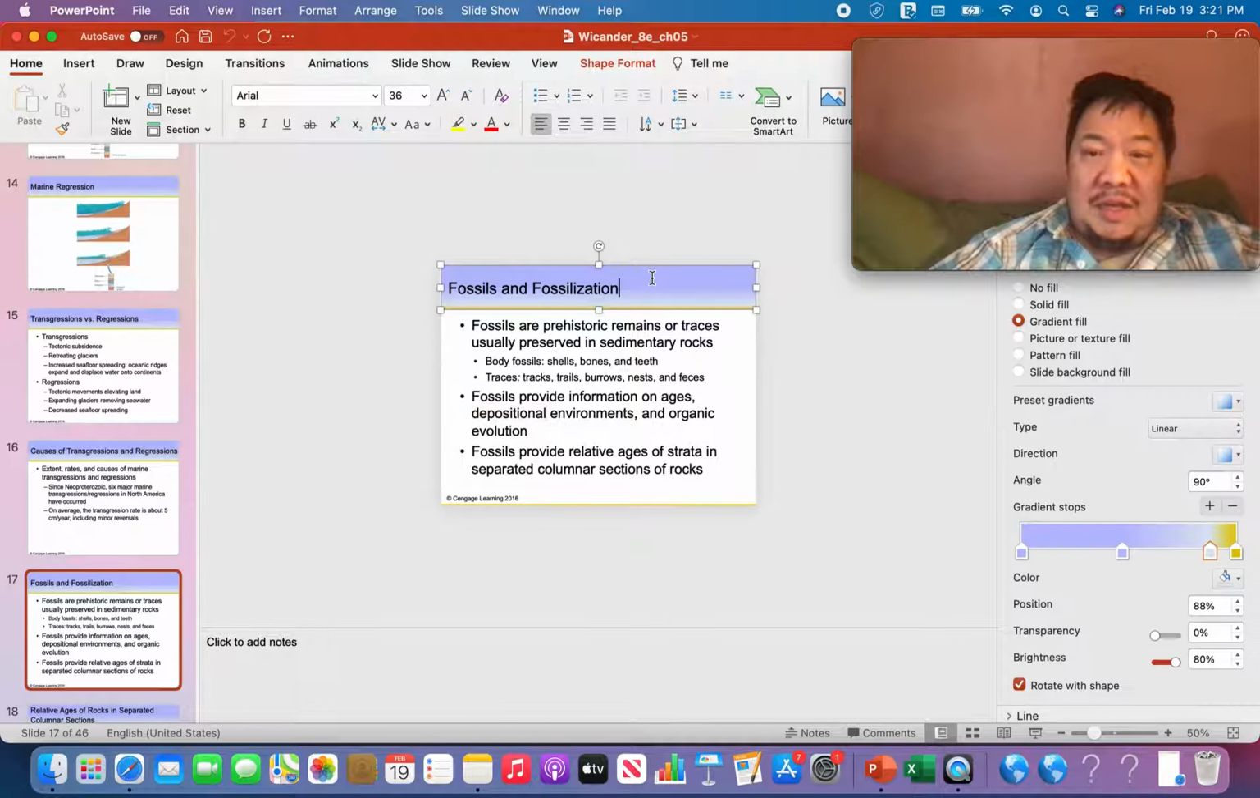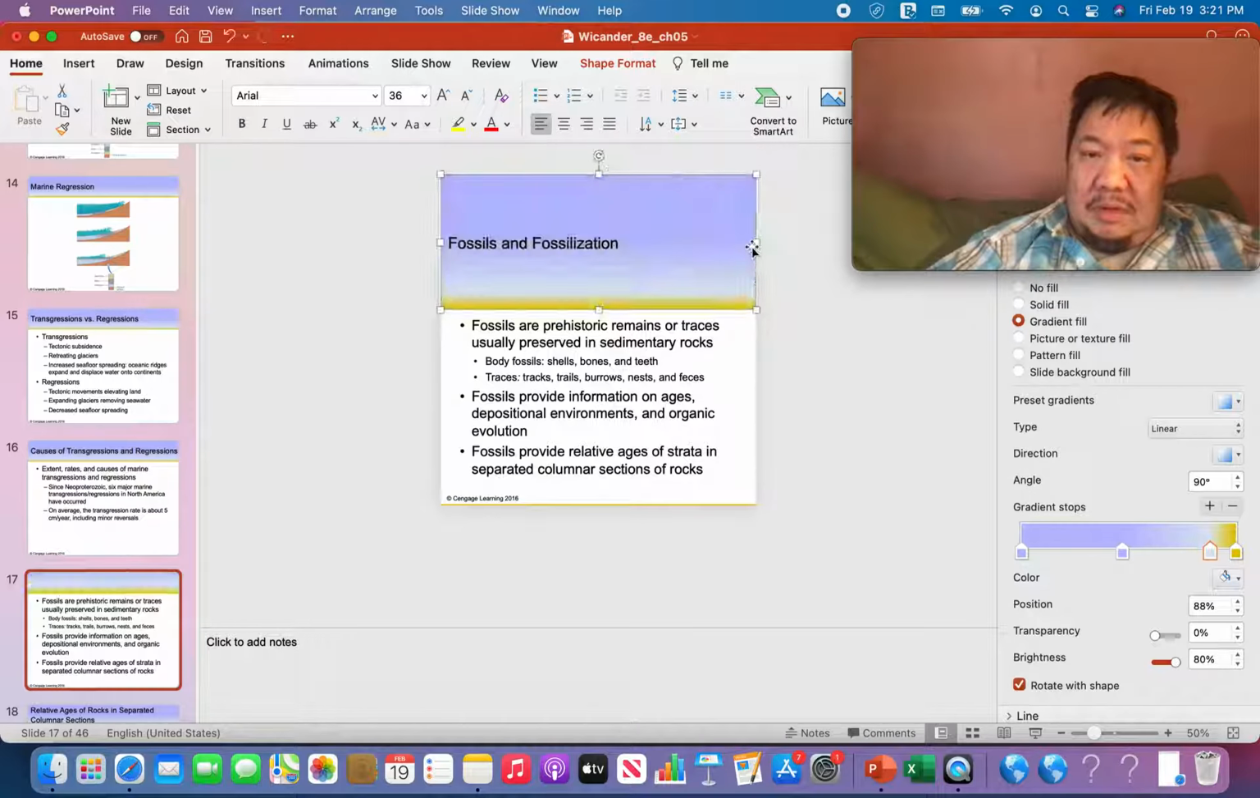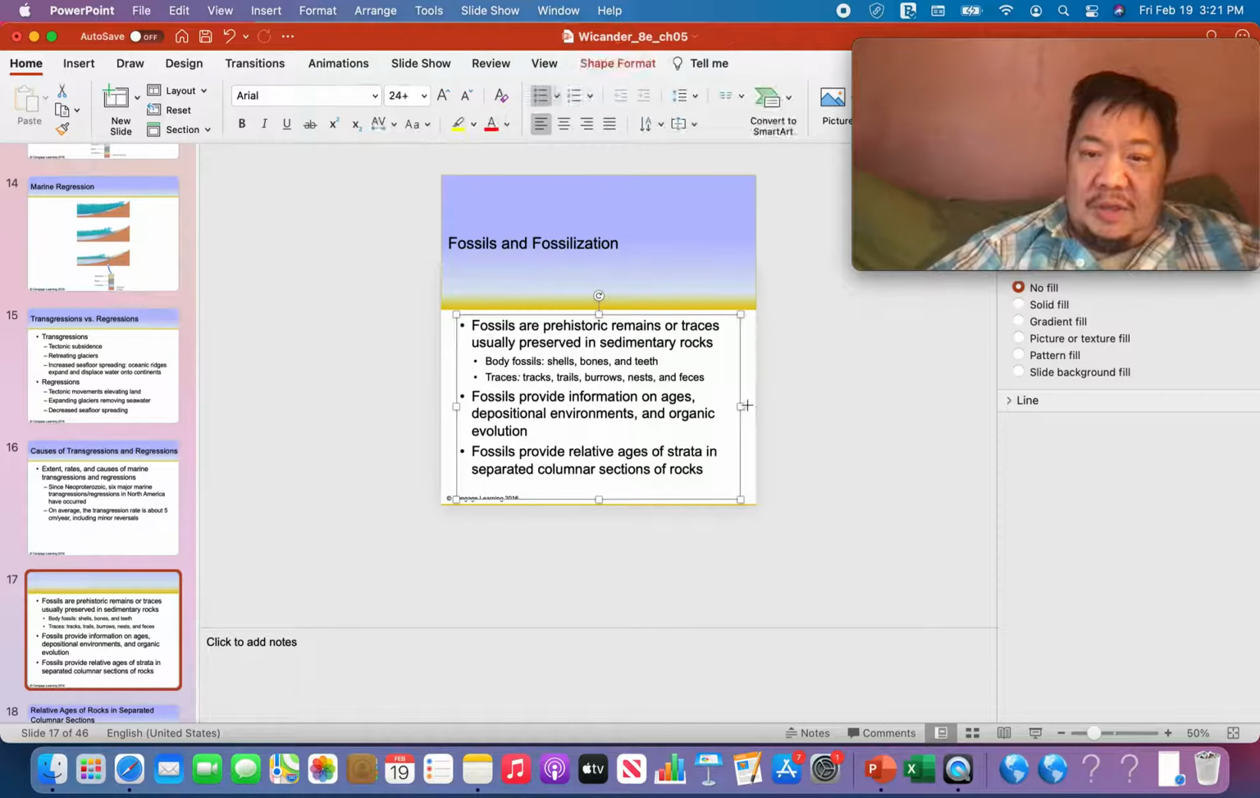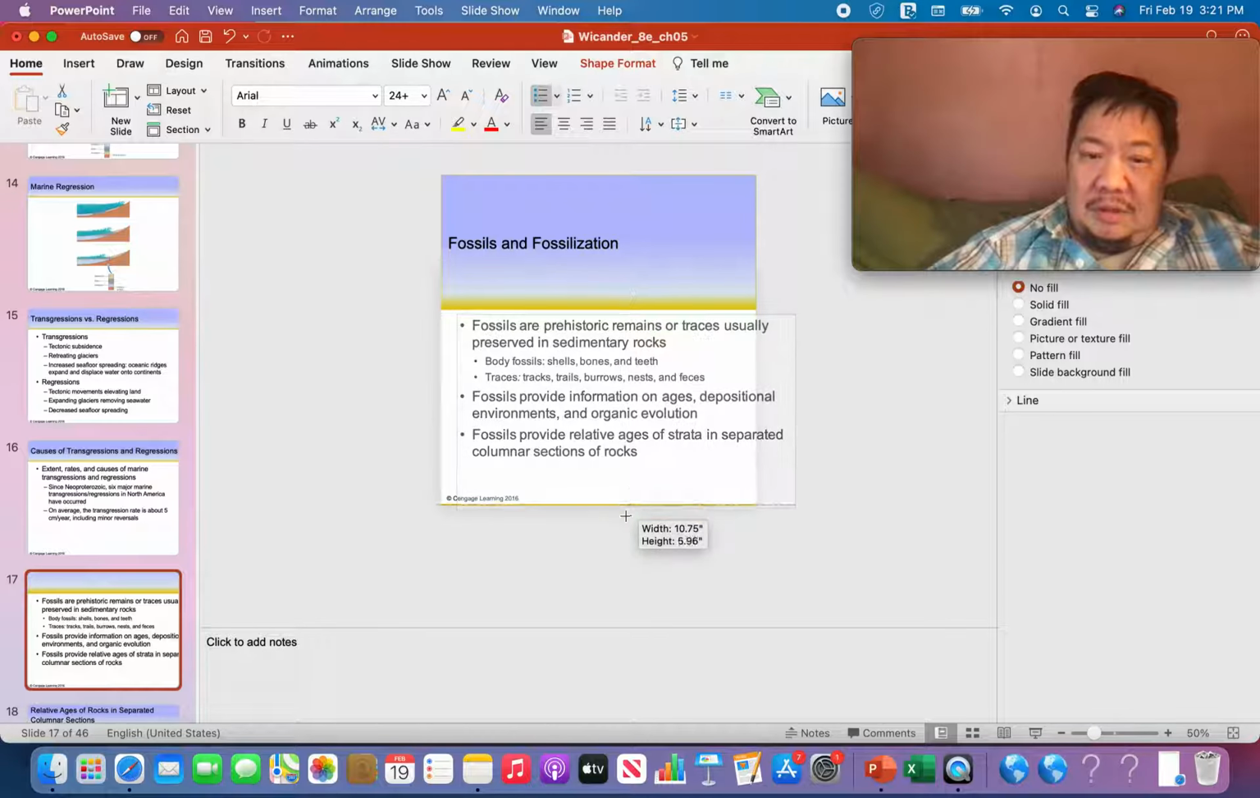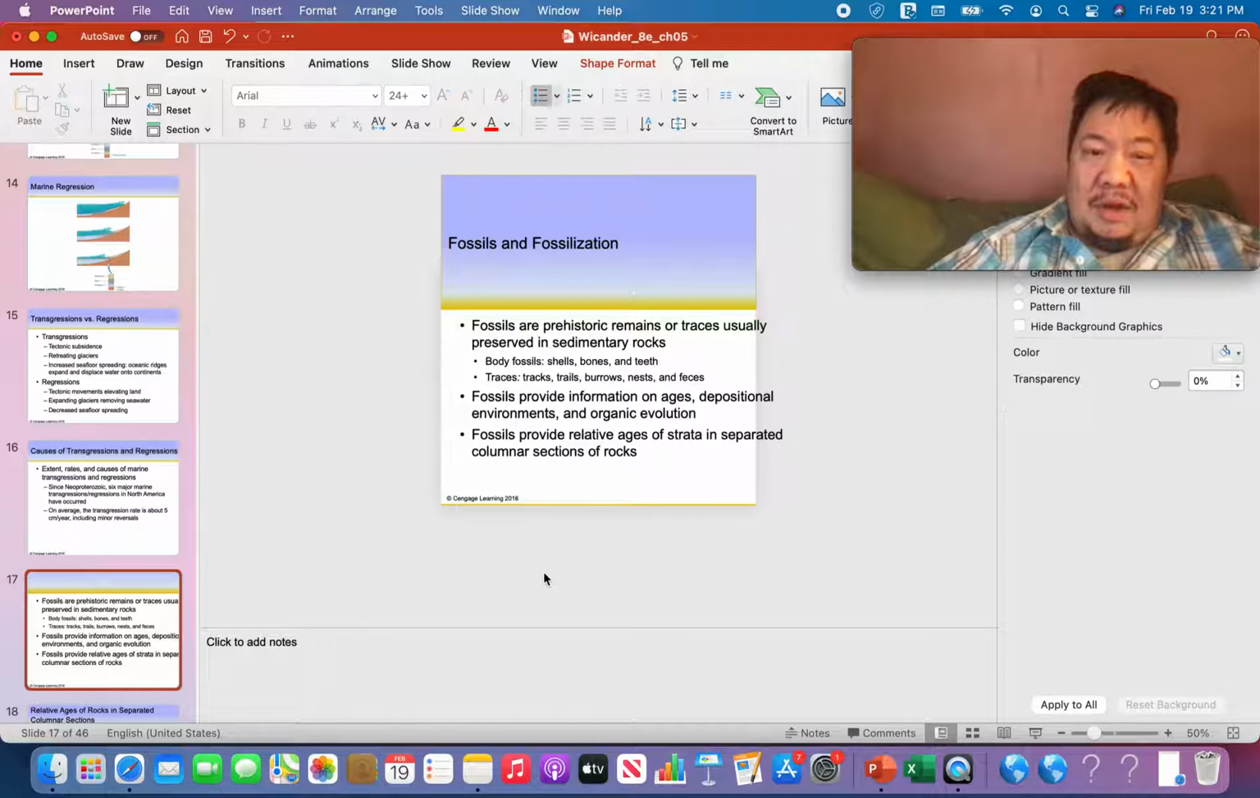So how do you get the size of this to increase? I don't know why I did that. It decreased in size here. All right, anyway.